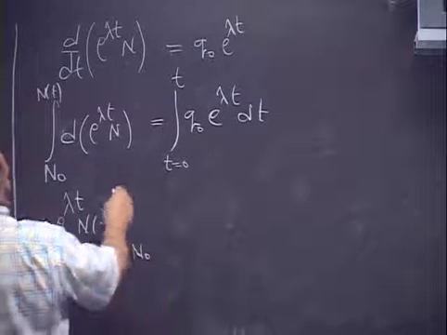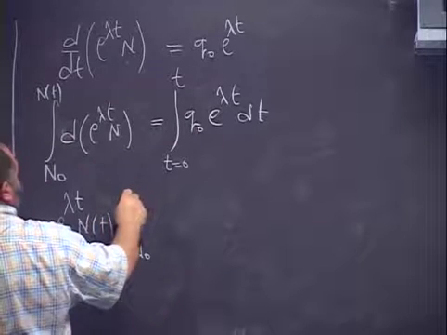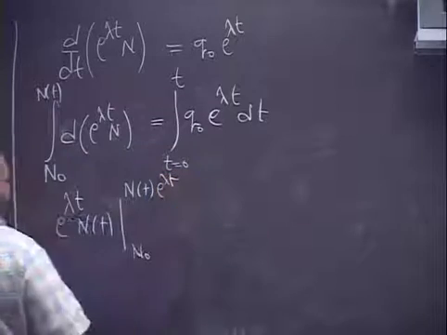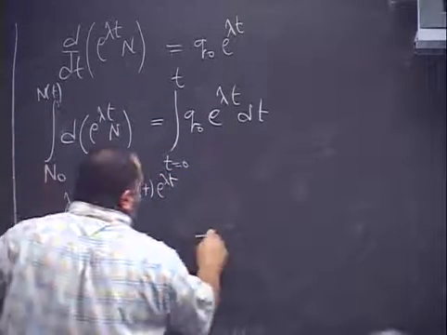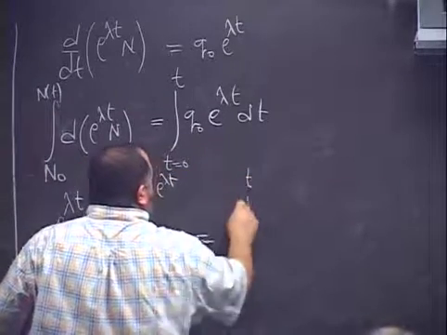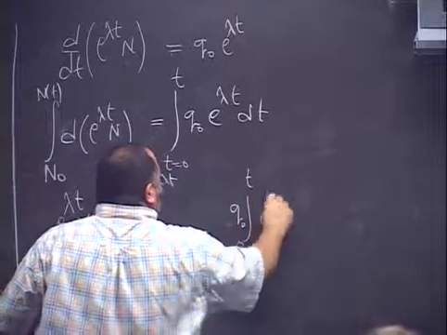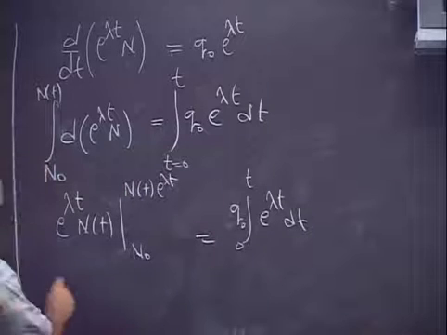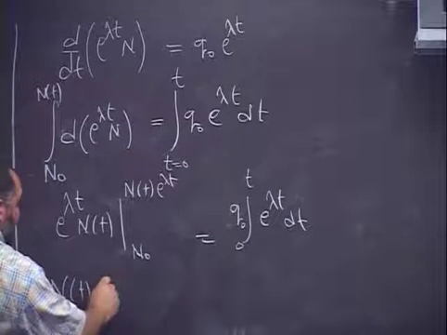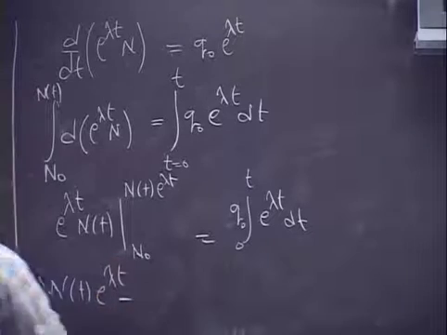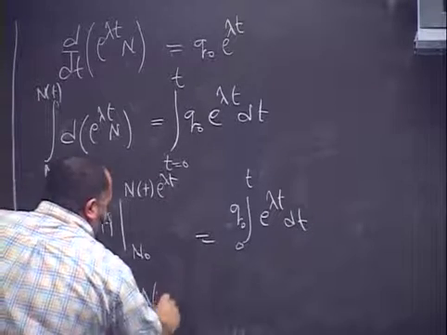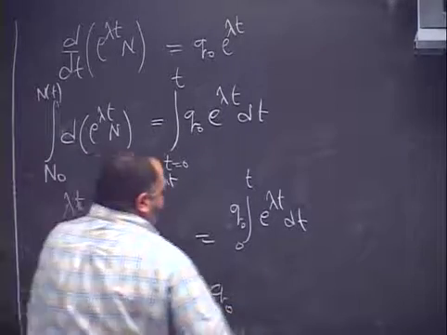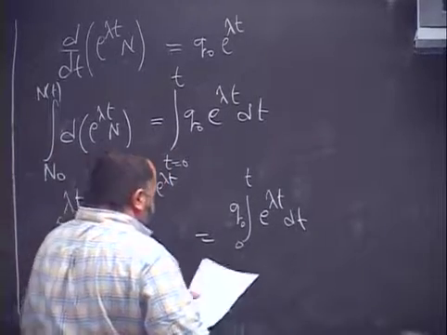Yes, and this will be N of t e to the power of lambda t. So this will give you, Q naught is constant, e to the power of lambda t dt. So this will give us N of t e to the power of lambda t minus N naught equal to Q naught multiplied by the integration of what?